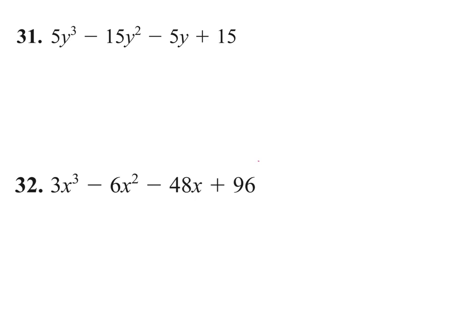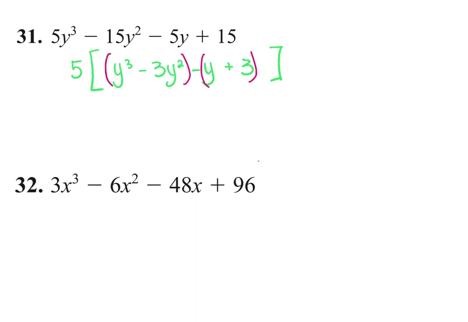So first thing you do is look for a common factor. Do you have one? Yeah, what's your common factor here? 5. So we're going to take a 5 out. And then we are going to group them. So we're going to group the first two. When I group back here, I need to change that sign of my last one.